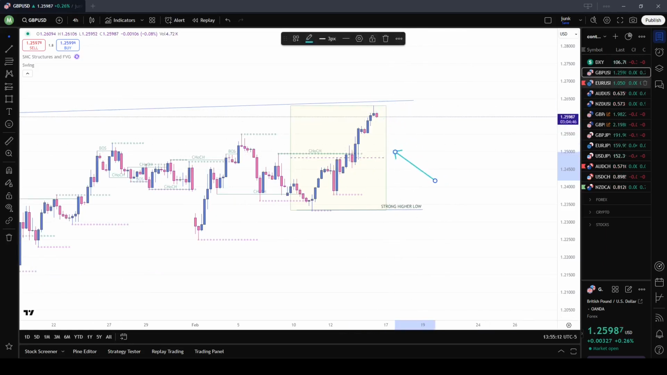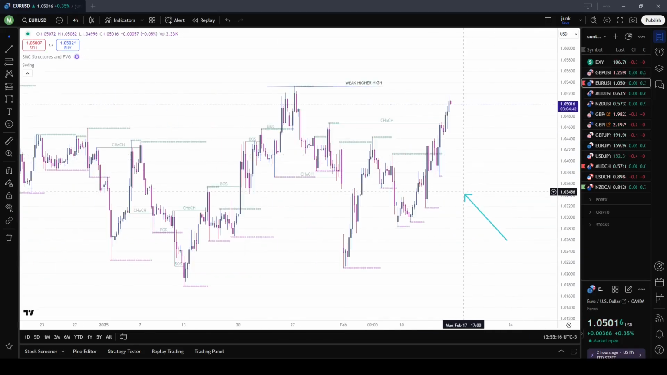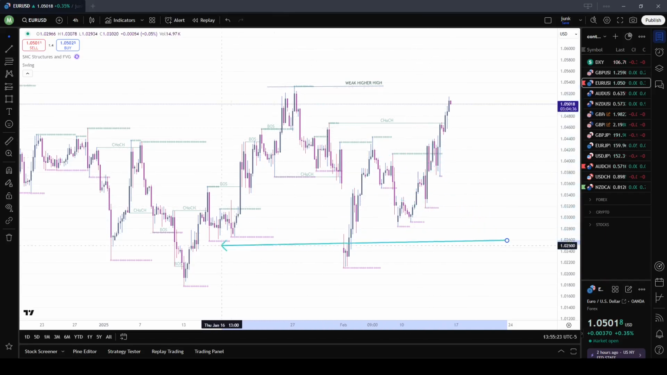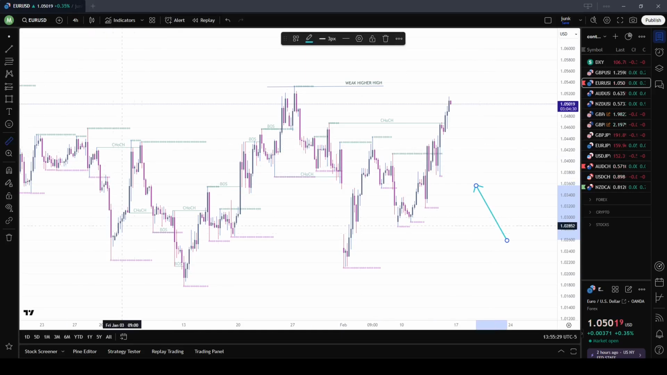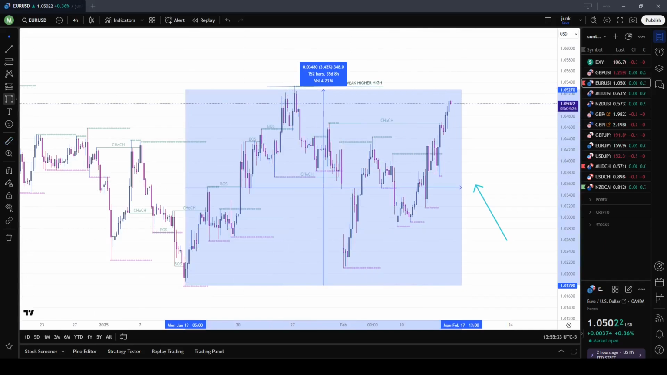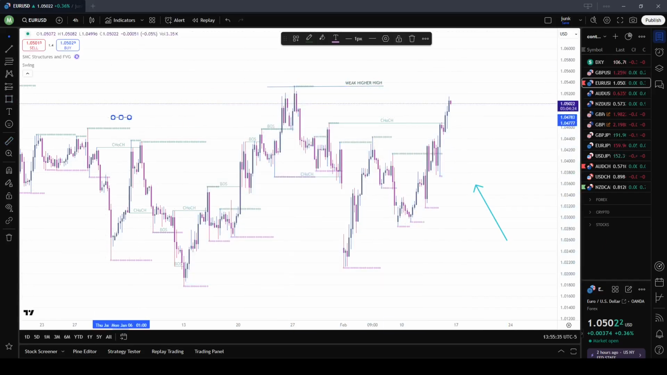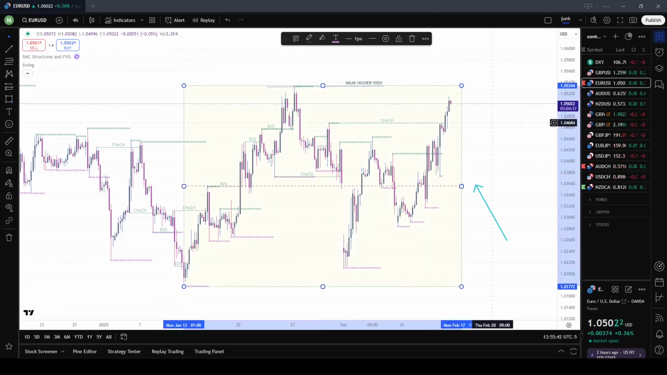EUR USD. As you can see, it's also pushed out, started changing character in the bullish direction. It's had a pullback already, deep into discount. Let's go ahead and map out the current range. It formed a higher low, deep into discount. Let's go ahead and map out the range.